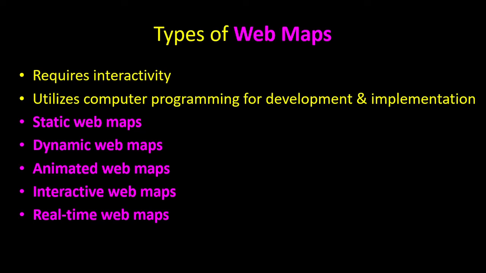So these are different types of maps. Once again, they're not containerized. You can have one that can be more than one.